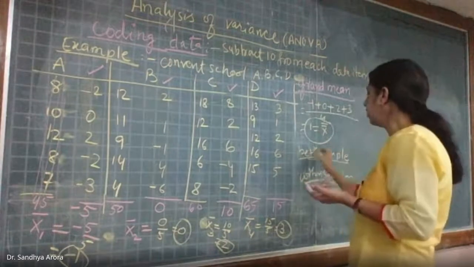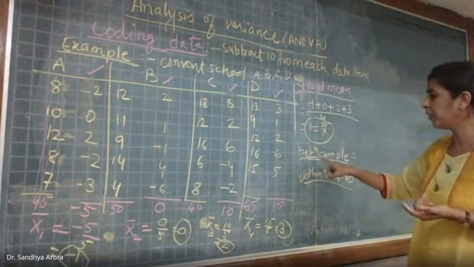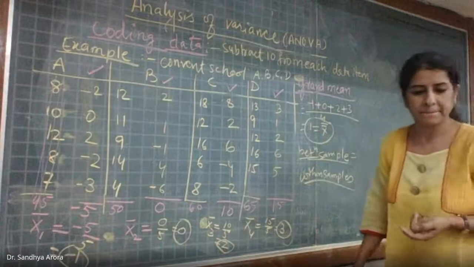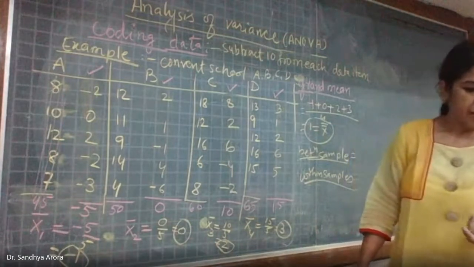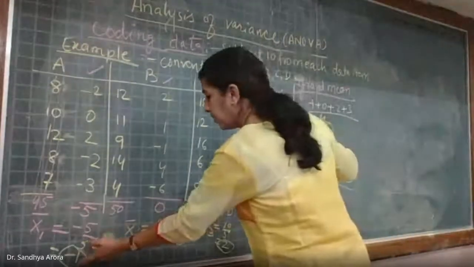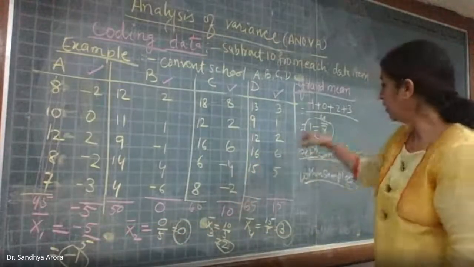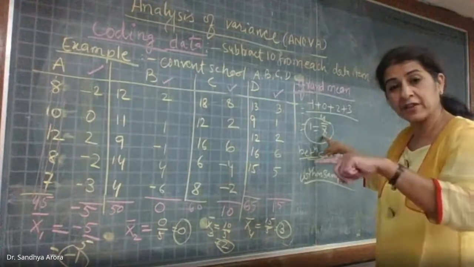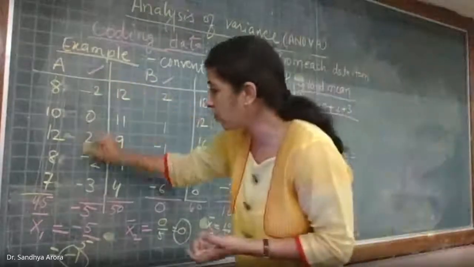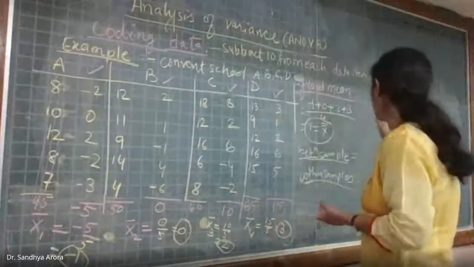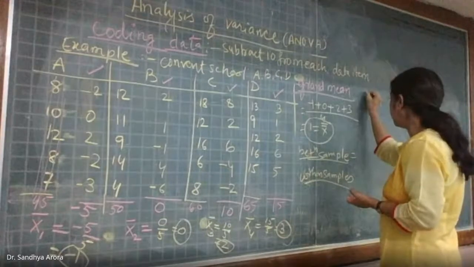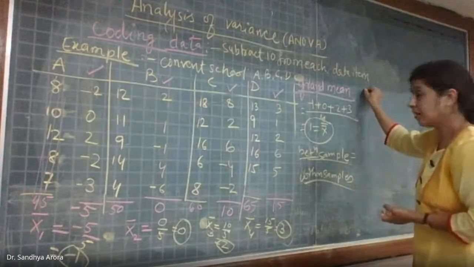Do it and tell me what quantity you are getting. How will you do between sample? Subtracting each mean from the grand mean and taking square. Yes, subtracting each mean from the grand mean. So this is minus 1, minus 1. Minus 1, minus 1 is minus 2. For each of these quantities, minus 2 squared is 4. So for this A sample, should I write it here? I think this is visible, right? Up to this is visible.